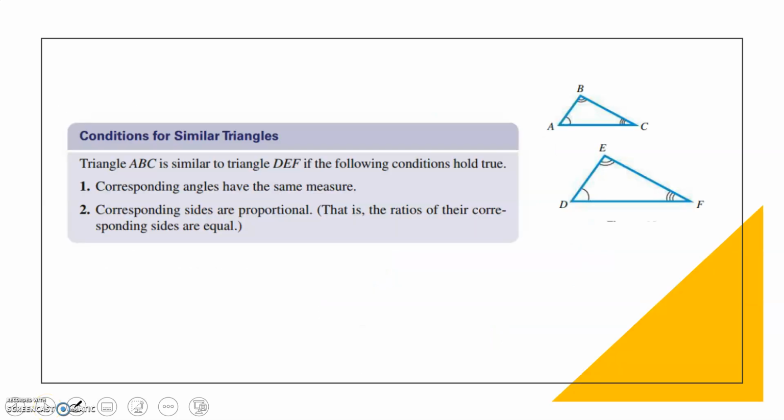Now you can have two triangles and they can be similar, but in order for them to be similar, they have to meet two conditions. Two triangles are considered similar if, first of all, their corresponding angles have the same measure. So if you look at these two triangles here, they're not exactly the same. You can tell this one on top is a little smaller than the one on bottom. But if you look at the angles, you see the little arc.